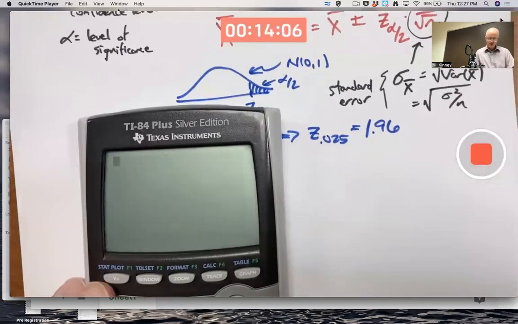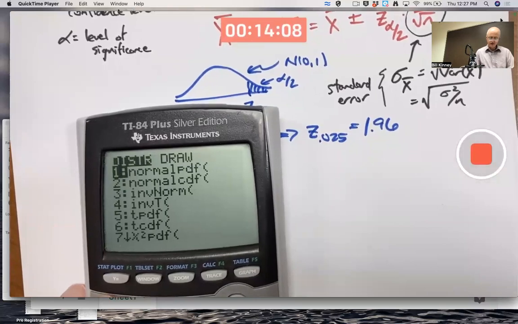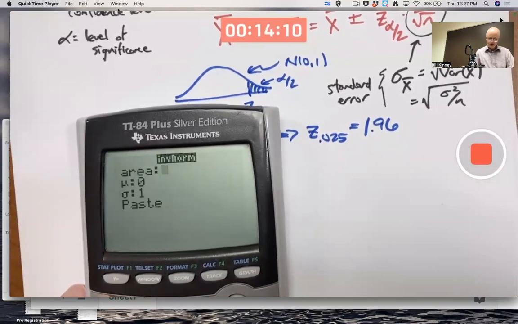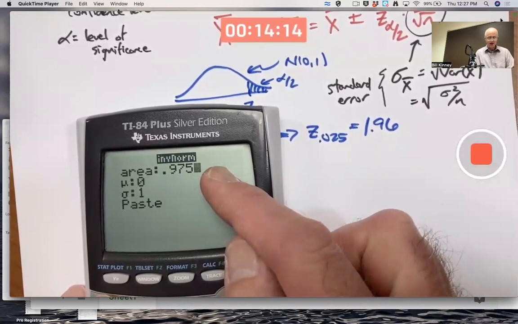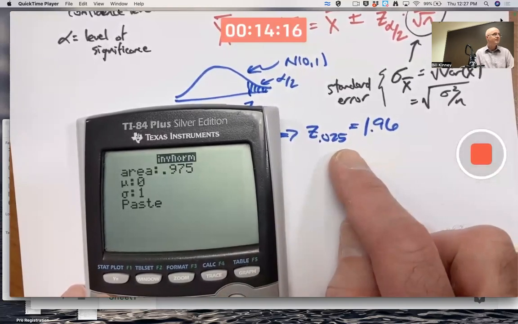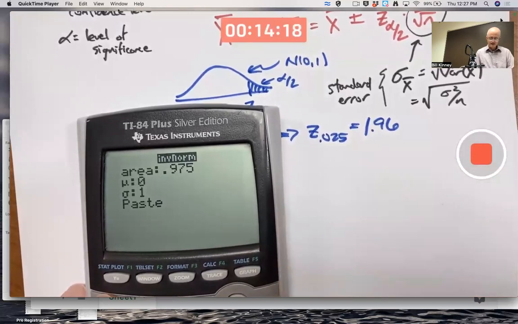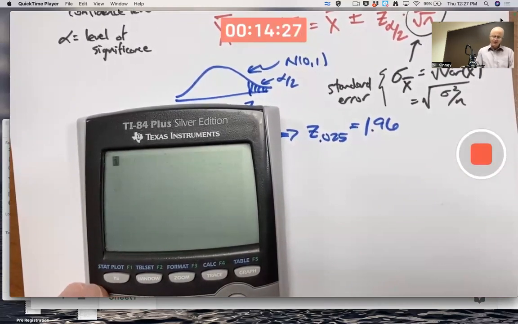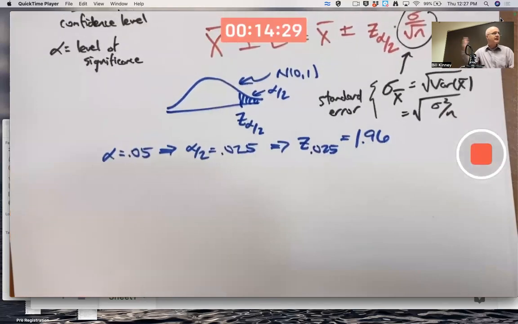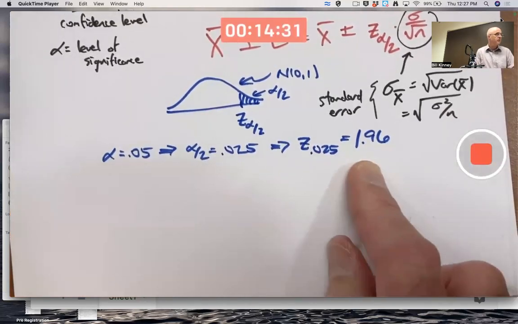Confirmation: go to the distribution menu on your calculator, go to inv norm. Area 0.975, that's a CDF value, the area to the left, if I want the area to the right to be 0.025. 1.96, very close. But if you had some other value of alpha, then you'd get a different number.